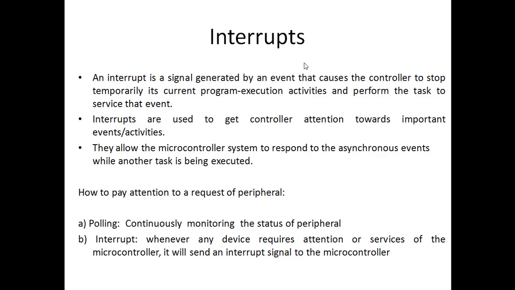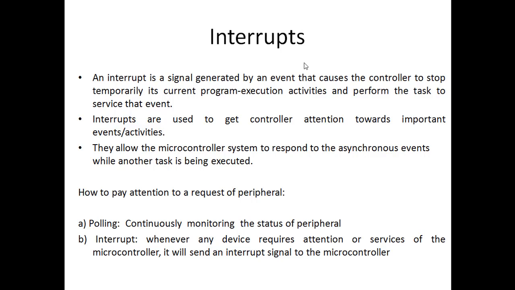So what is an interrupt? Interrupt is a signal generated by an event that causes the controller to stop temporarily its current program execution activities and perform the task to service that event, which simply means that suppose your microcontroller is performing a task right now and an interrupt occurs. So whenever an interrupt occurs, what will happen? Your microcontroller will suspend the execution of the program which is executing right now and provide service to the interrupt. Once that service is completed, it will come back again and resume the execution of the program which was suspended.